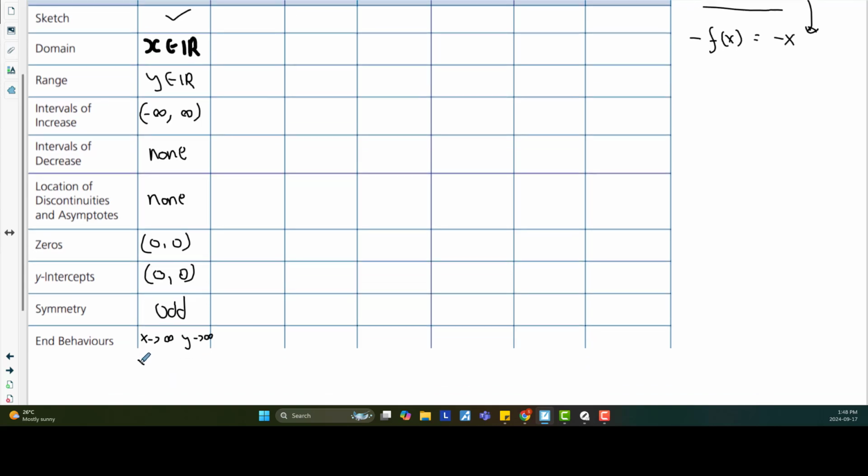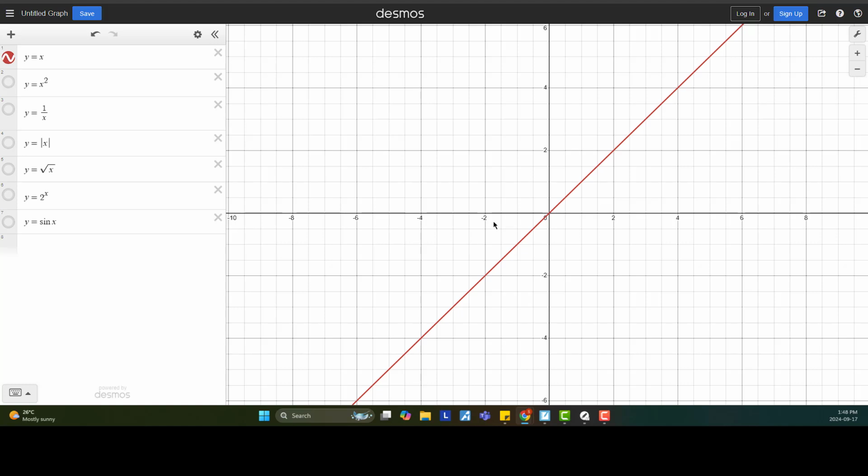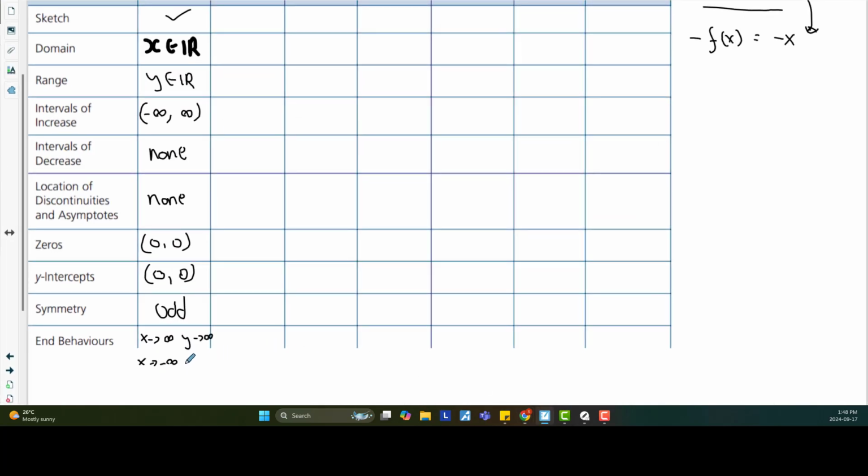And since we have another arrow, when x goes to negative infinity, meaning to the left, when x is getting smaller and smaller and smaller, what's happening to my y value? My y value is also getting smaller and smaller and smaller. So in this case, x goes to negative infinity, y also goes to negative infinity. So these are my end behaviors. This is how you would write that out.